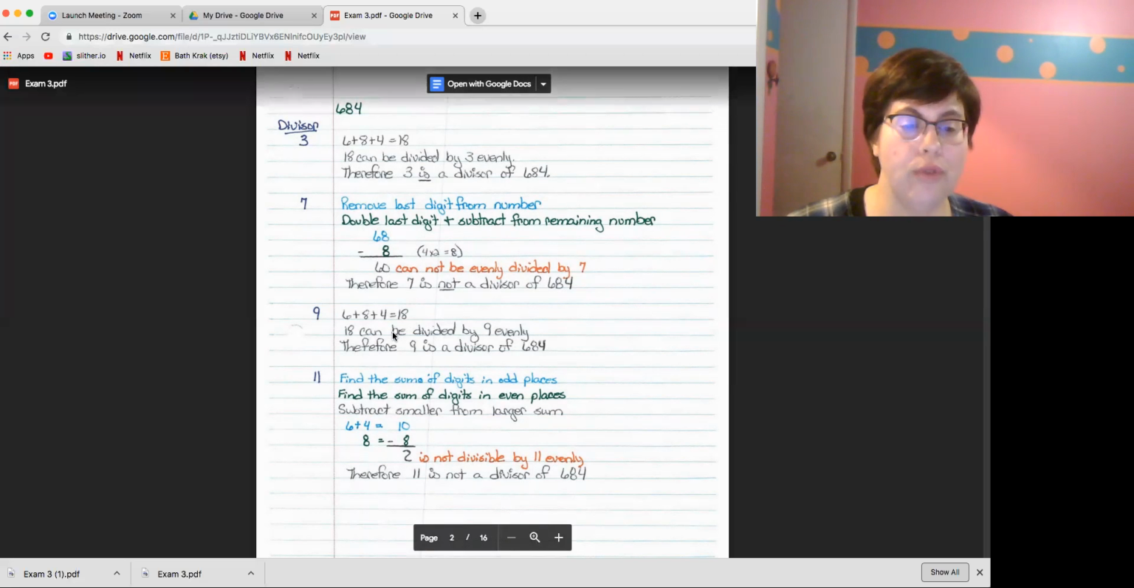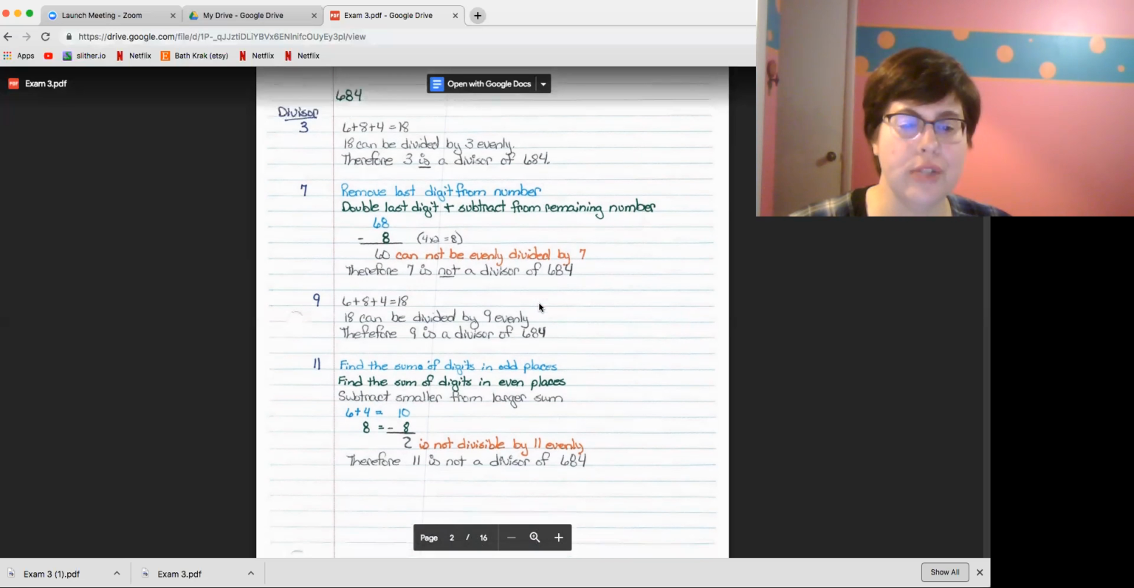For the rule for 7, we're going to remove the last digit from the number. So in the number 684, we're going to remove 4. And we're going to double that last digit and subtract it from the remaining number. So 68 minus 8, because 4 times 2 is equal to 8, is equal to 60. 60 cannot be evenly divided by 7. Therefore, 7 is not a divisor of 684.